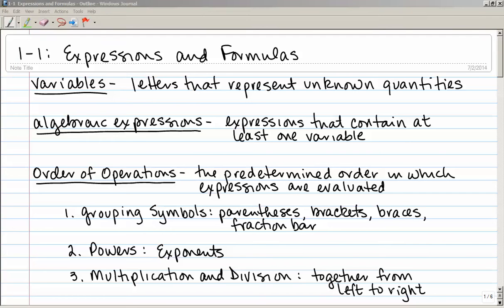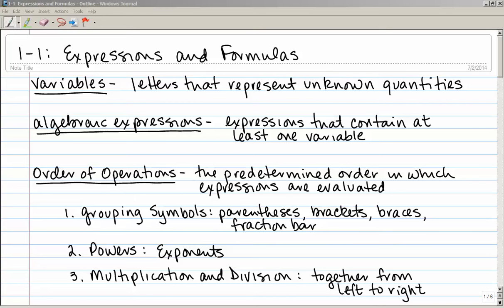Section 1-1 is entitled Expressions and Formulas. Let's start with a couple vocabulary terms that you may already be aware of. The term variable. Variables are letters that represent unknown quantities. So these would be letters like X, Y, Z.